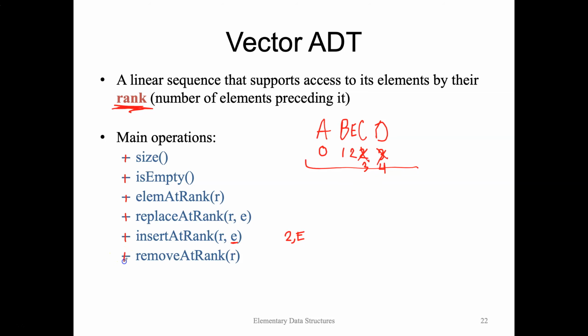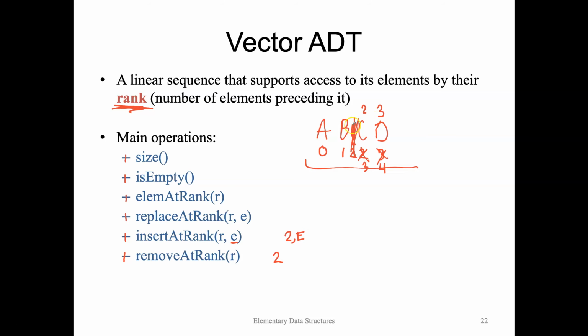And remove at rank, which is given a particular rank, remove whatever item was there. So let's say we removed the item at rank 2, we get rid of this item E, and now that changes the items that were coming after it. They have one less item coming after them. Okay. So let's see, how would we implement this?